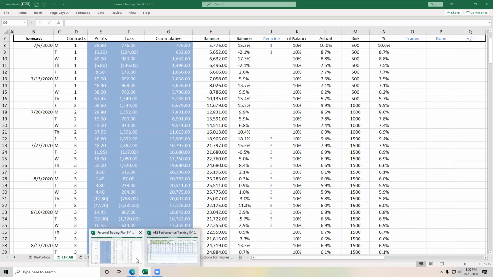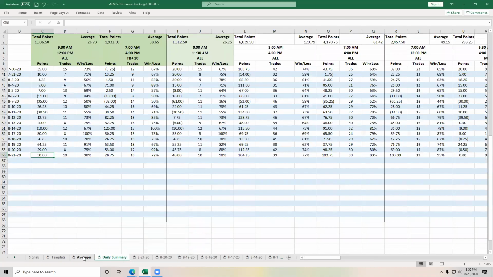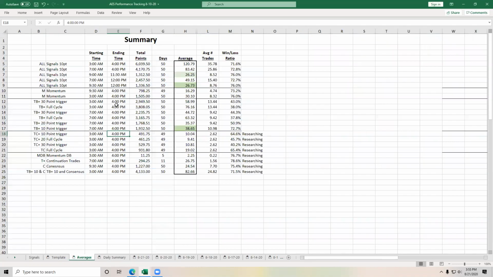All right, so the last thing I want to just share with you here is the averages. There's a variety of categories that we track. We've got some that we're actually researching. And what we're interested in tracking is not only the total performance, total points, but we're interested in tracking what the averages are.